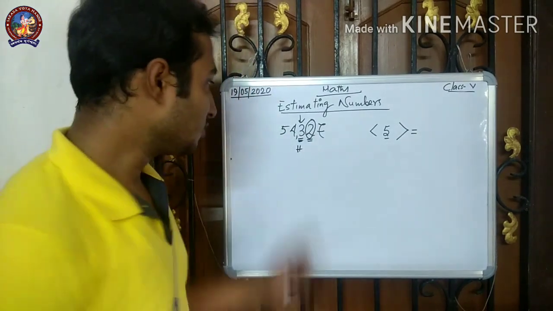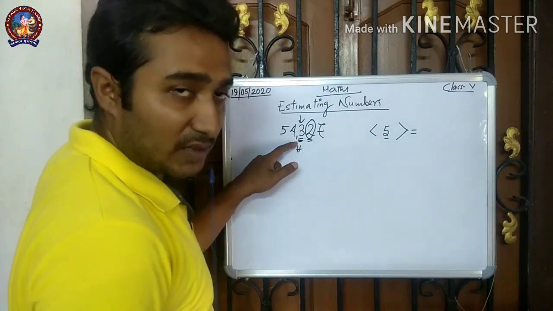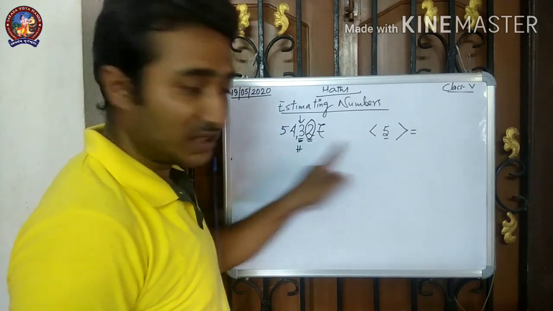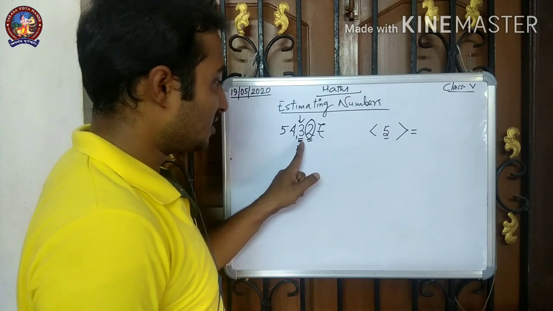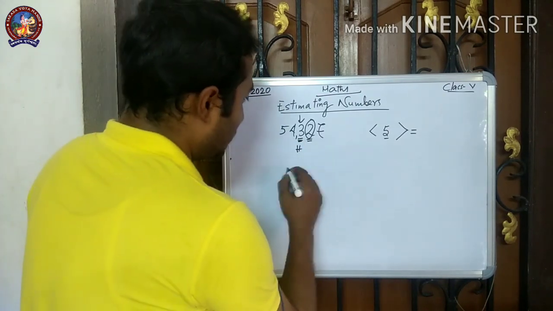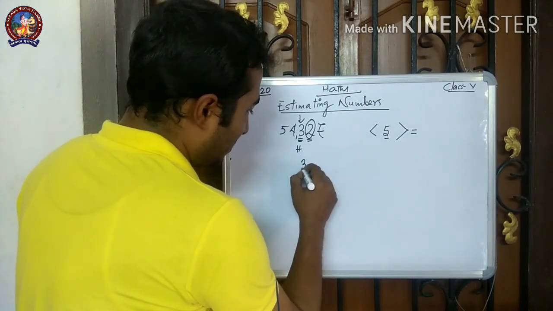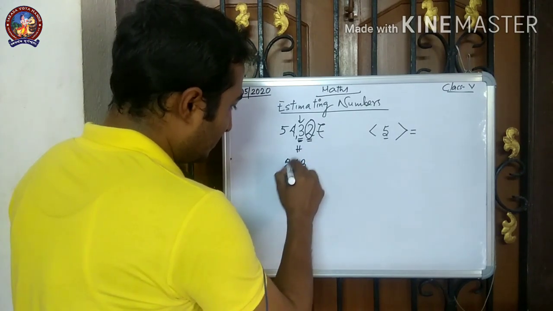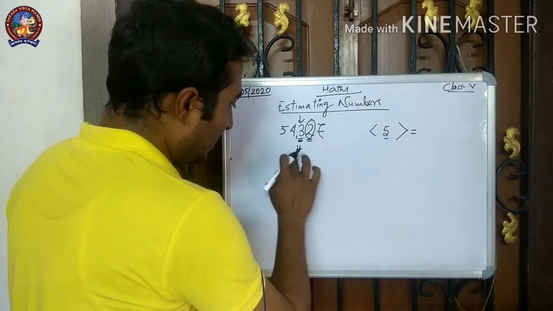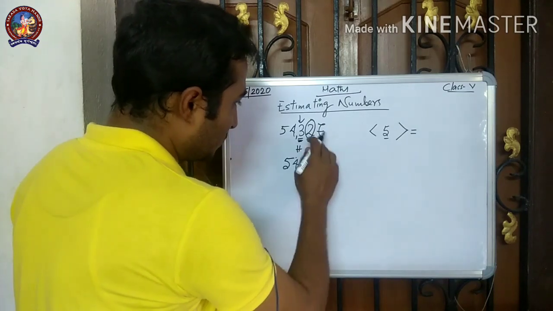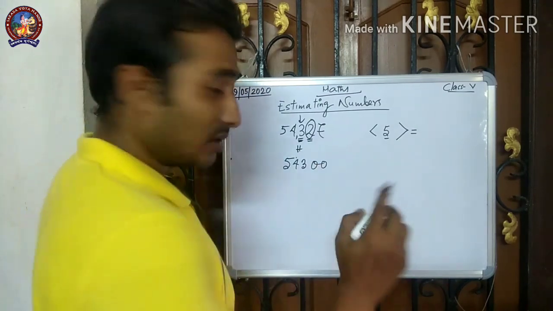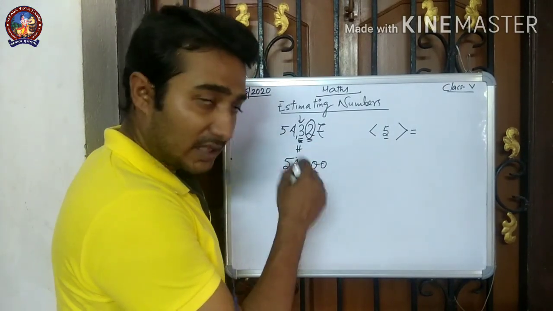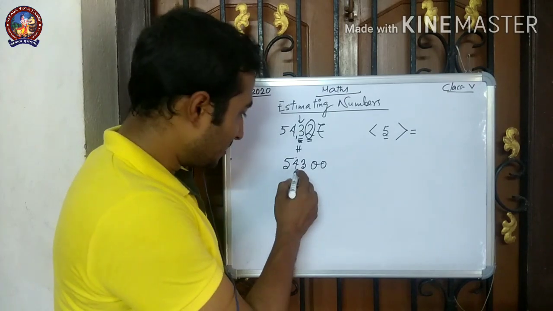In this case, we look at the next number, which is 2, and it is less than 5. So this number will remain unchanged, it will remain 3. The previous numbers will remain the same, and all the remaining digits will become 0. Where we do the round off, from there the next digits will become 0.